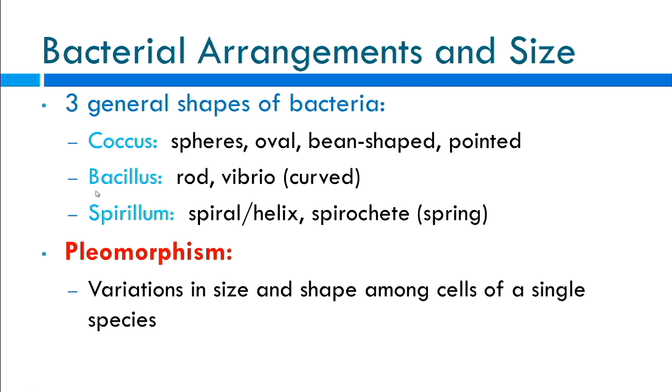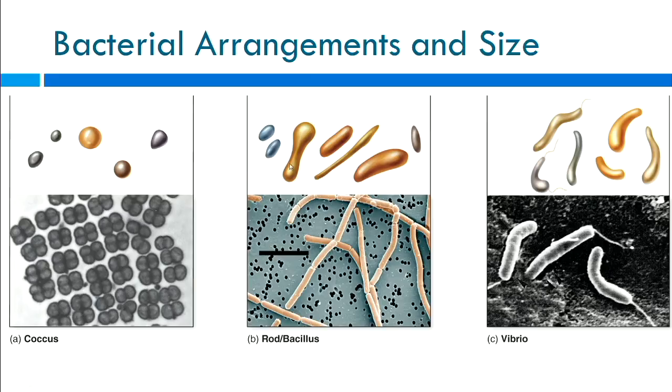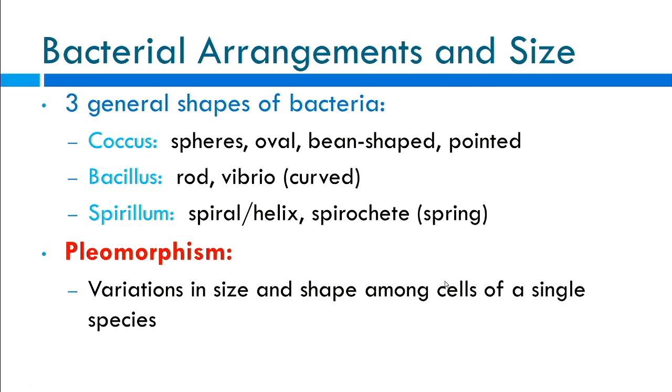Okay, so that's coccus. Bacillus, basically a rod. Another one that goes in this grouping is Vibrio. So this would be all the different types of rods, bacilli. But here's Vibrio. It looks almost like a comma. It's kind of curved.